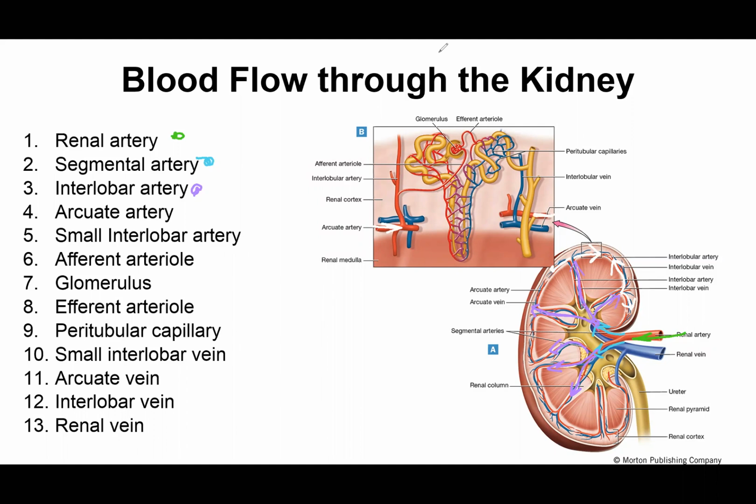Then what's going to happen is the arcuate arteries are going to give off a branch, a small interlobar artery. And that small interlobar artery is giving off a branch called the afferent arteriole. Okay, afferent arteriole.